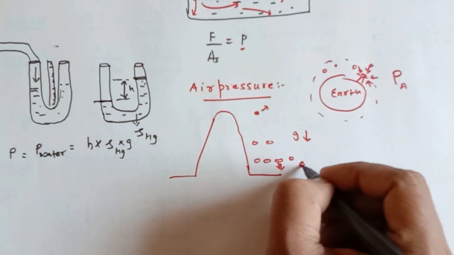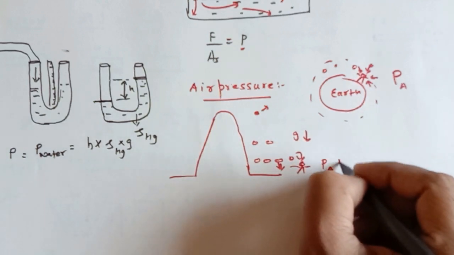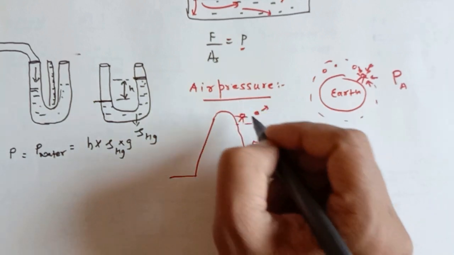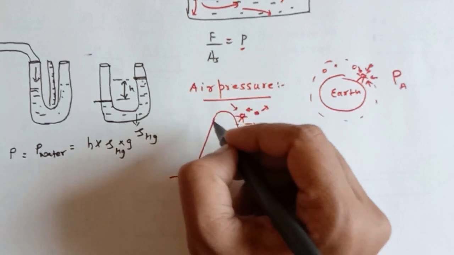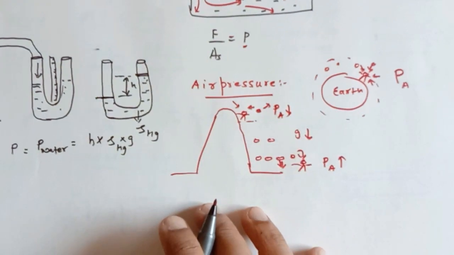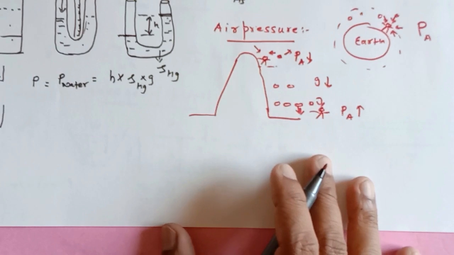So if a person is standing over here, too many molecules are going to hit this man, so the air pressure is larger over here. But if we stand on, for example, Mount Everest, there is very little air, so fewer molecules are going to hit us, so the air pressure is less. Correct. This is a very brief introduction about air pressure.